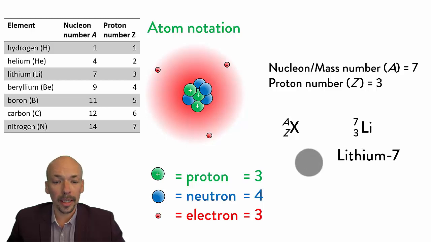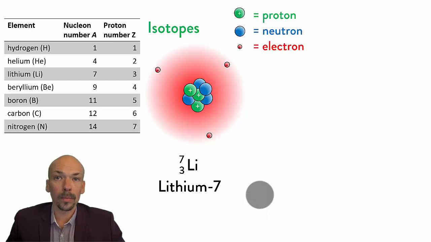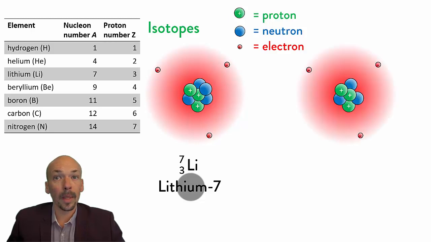This is not the case with neutrons. Neutrons can change, and therefore we will go now to isotopes. So I'm going to explain what isotopes are. Here we have the previous atom, so the lithium-7 atom. Here we have another atom, and we are going to determine which one this is.